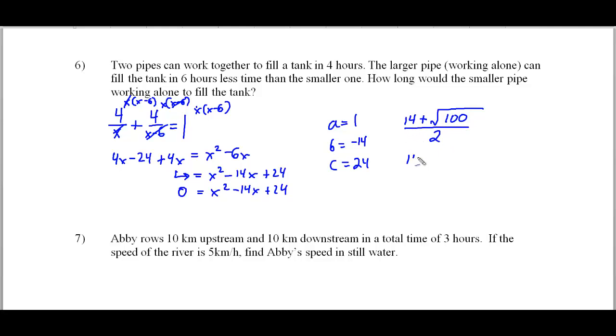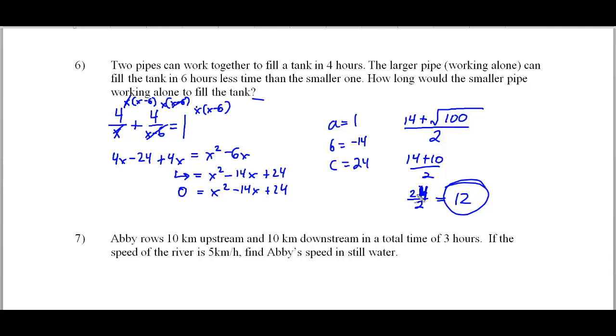So this means I've got 14 plus 10 over 2, which is 24 over 2, which is going to be equal to 12. So how long would the smaller pipe working alone fill the tank? It would take 12 hours to do so.